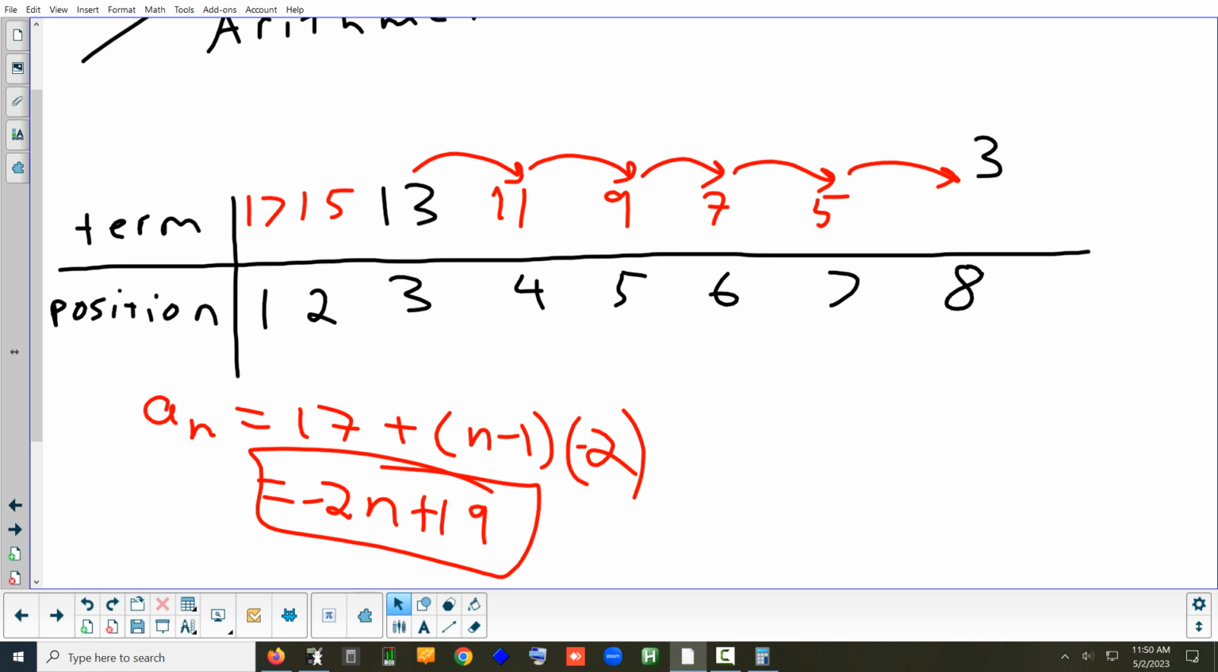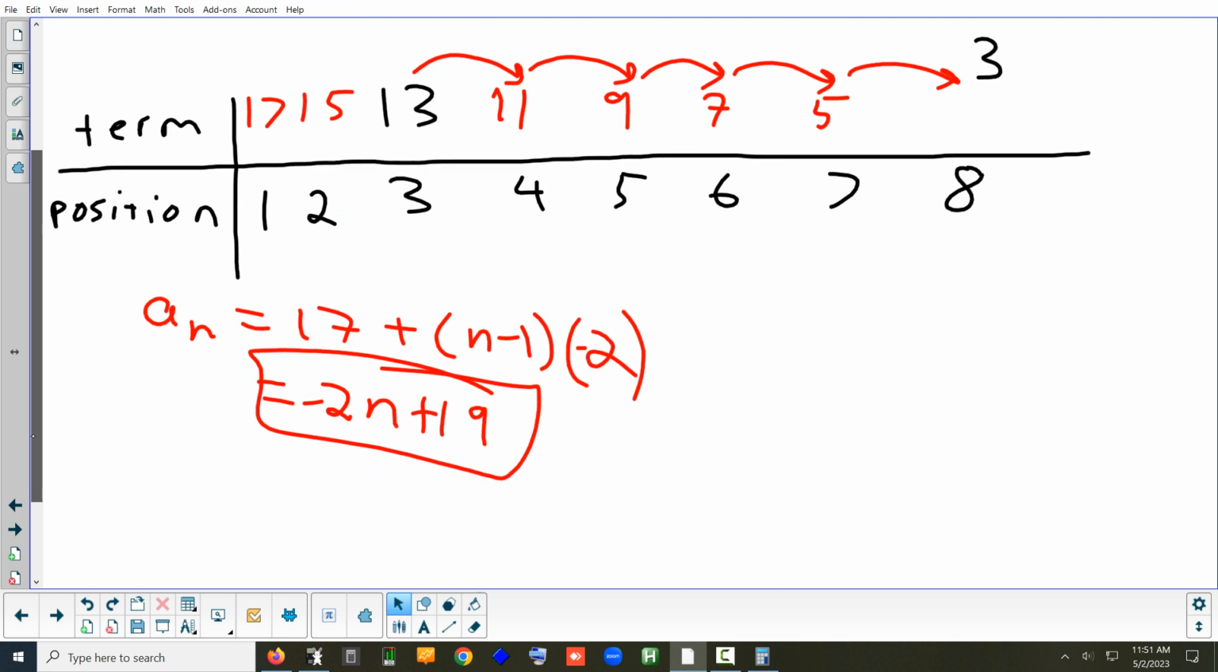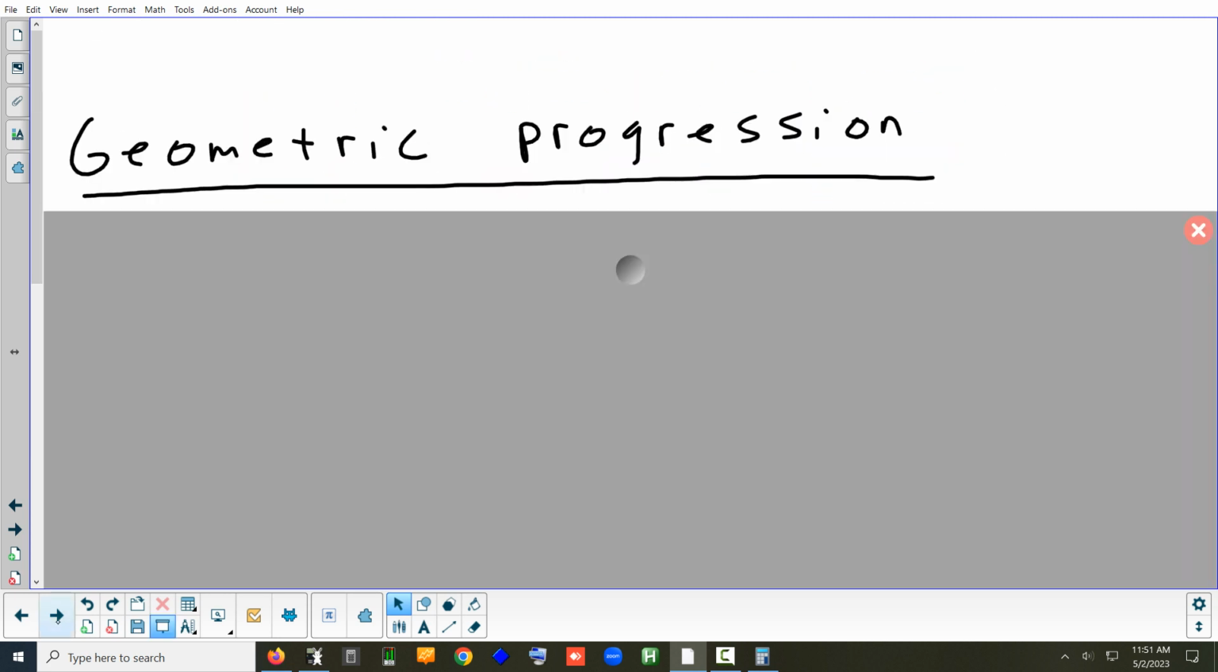Let's try this. Check the third term. Negative 2 times 3 is negative 6. Negative 6 plus 19 is 13. Okay. So it's always a good idea to check at least one of them the way I just did, because you might catch a mistake. Questions on that one? Okay. So I think that's pretty good for an arithmetic sequence or arithmetic progression.